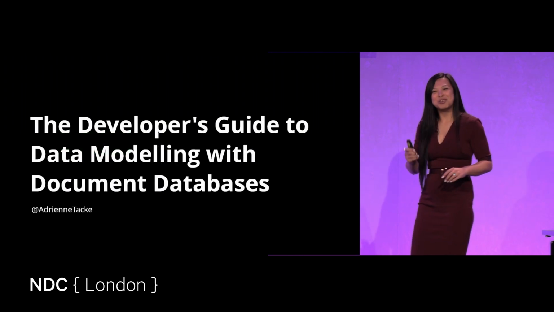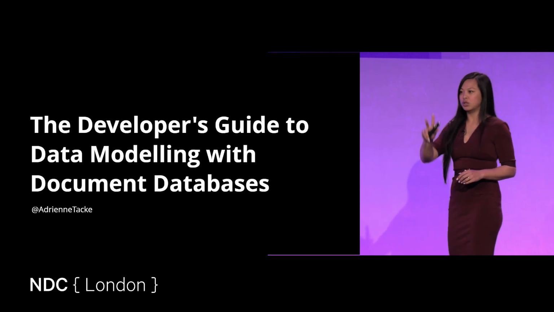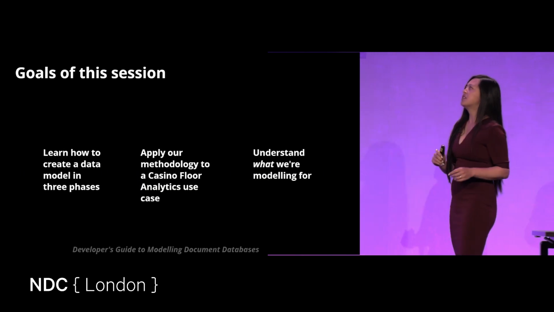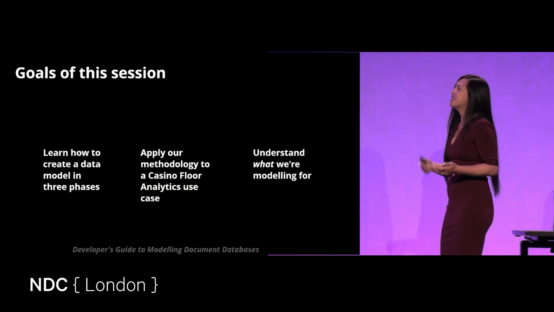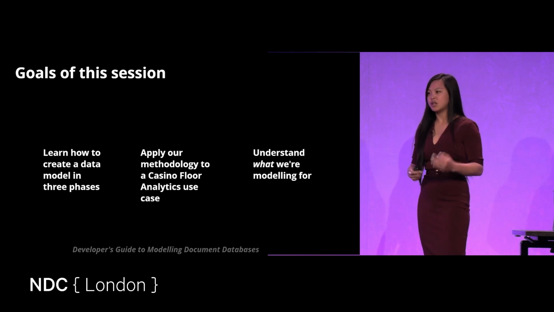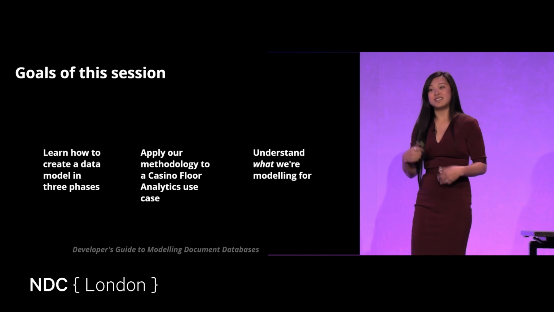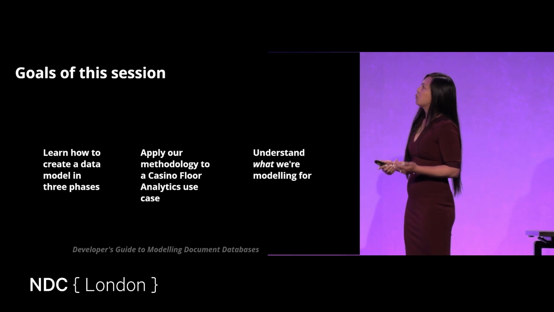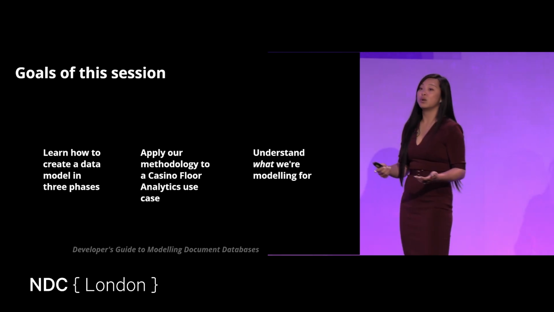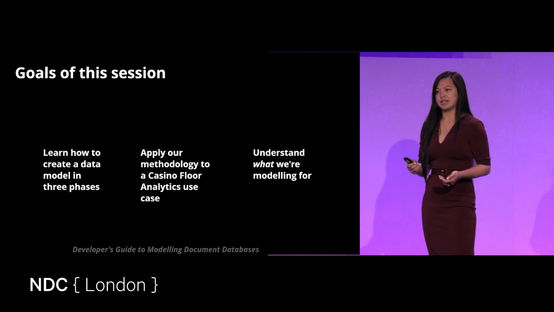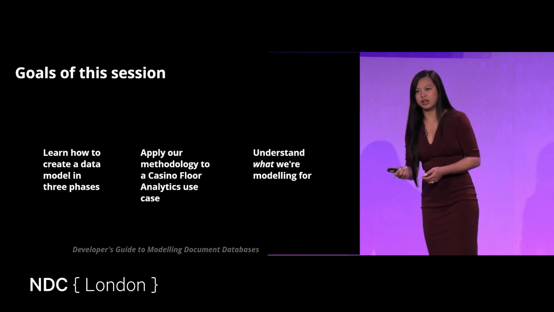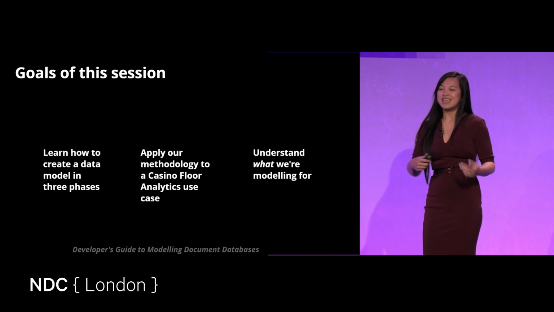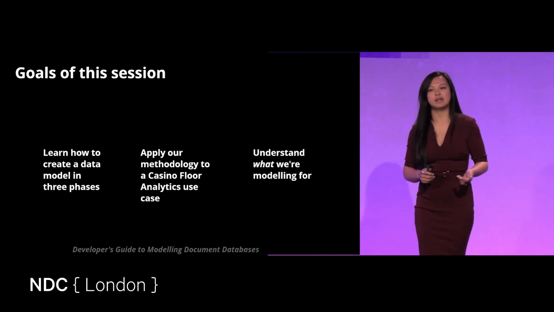And that's what I wanted to say. Now I'm going to talk to you about the Developer's Guide to Data Modeling, with 2 L's because we're in the UK here, about document databases. The goals of this session are to learn how to create a data model in 3 specific phases. So we're going to learn a methodology that you can use, an iterative methodology, and that you can use as your application evolves. Then we're going to apply that methodology. We'll see how it works by applying it to a casino floor analytics application. So I'm based in Las Vegas, so I know a thing or two about slot machines and where to go, where not to go. And so I figured this example will be a little bit different than some of the examples you may be used to.